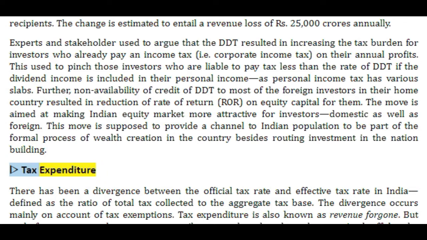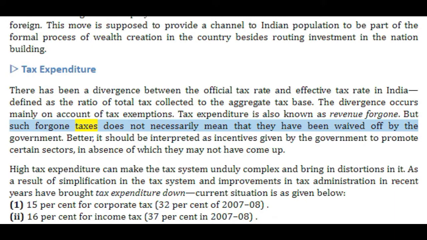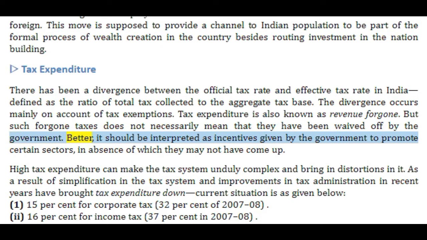Tax expenditure. There has been a divergence between the official tax rate and effective tax rate in India, defined as the ratio of total tax collected to the aggregate tax base. The divergence occurs mainly on account of tax exemptions. Tax expenditure is also known as revenue foregone. But such foregone taxes do not necessarily mean that they have been waived off by the government. Better, it should be interpreted as incentives given by the government to promote certain sectors, in absence of which they may not have come up.